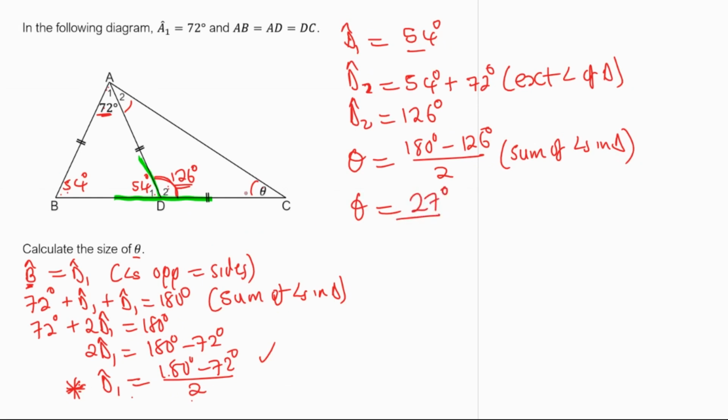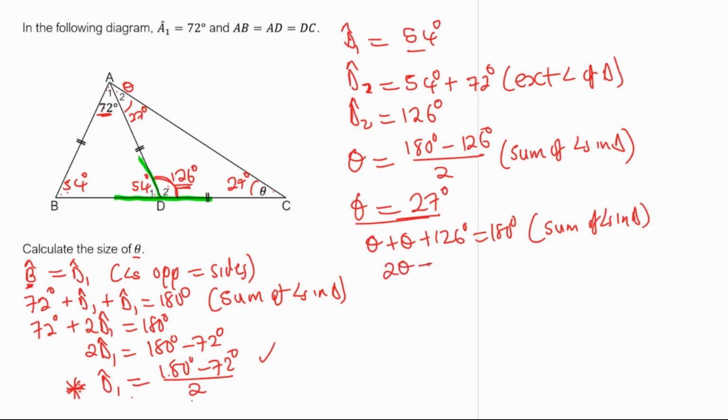27 degrees. The other thing you could have done, you have your 126. So you say angle C is equal to angle A2, meaning that angle A2 also is theta. Theta plus theta plus 126 is equal to 180 degrees, sum of angles in triangle. You could have done that. And then 2 theta is equal to 180 degrees minus 126. Then divide by 2 on both sides. Theta is equal to 180 degrees minus 126 divided by 2. Then you get that theta is equal to 27 degrees. That's another way of doing it.